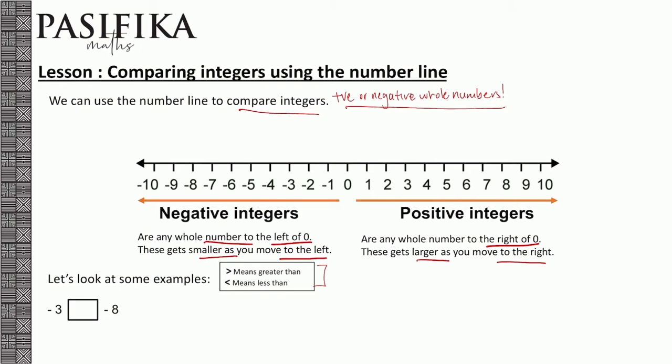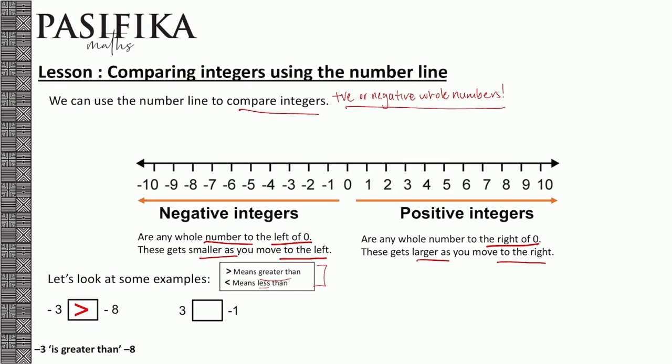So, -3 and -8. So -3 lies there on the number line, and -8 is there. Therefore, -3 is bigger than -8. Or, using these words, -3 is greater than -8.